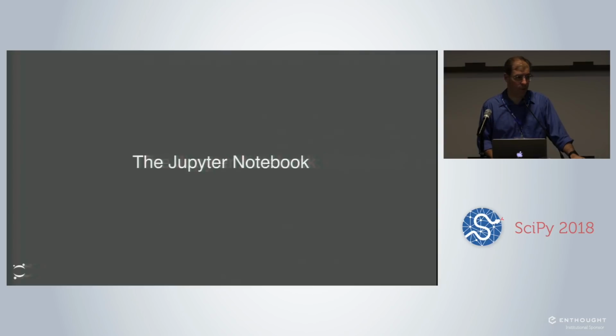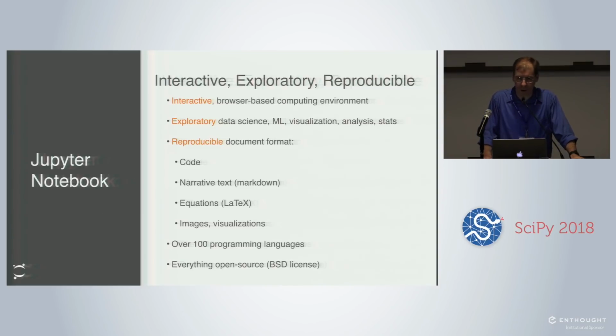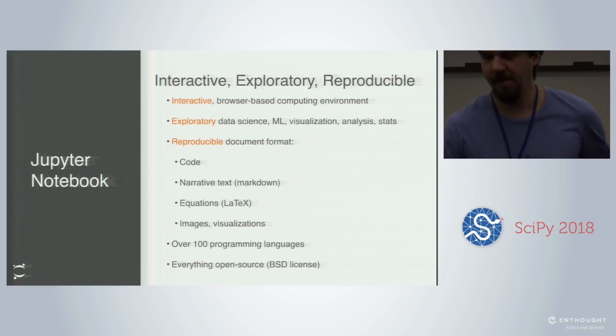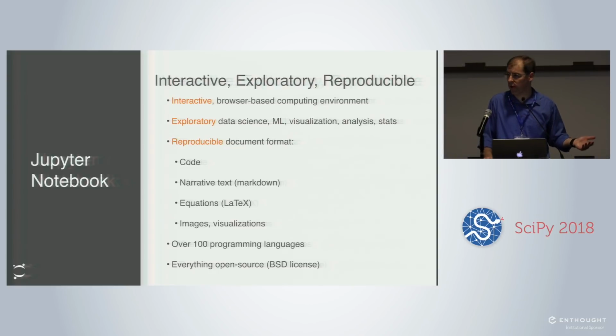But let's go back to the Jupyter Notebook. So the Jupyter Notebook has really taken the world by storm, you might say, and become a de facto platform for doing data science and doing scientific computation. The idea is we want an interactive, browser-based computing environment that lets you explore your data interactively, and it provides a way to have an interactive workflow, but also provides a way to have a document format that makes it very easy to share both code input, code output, as well as narrative, all combined in a single notebook document.